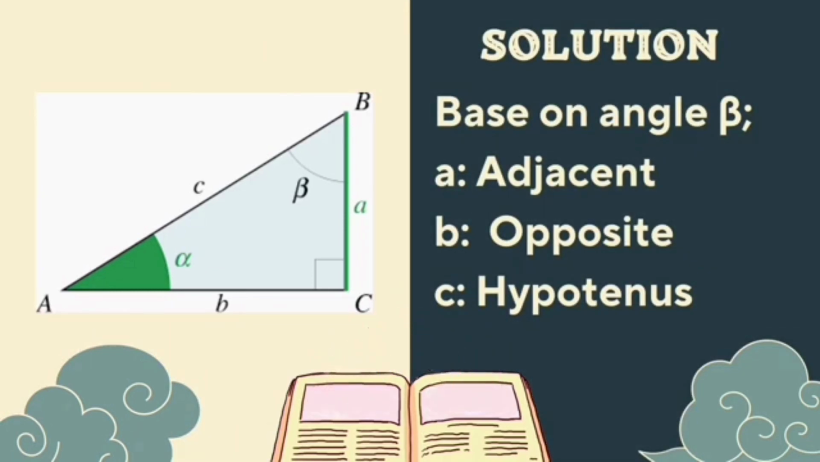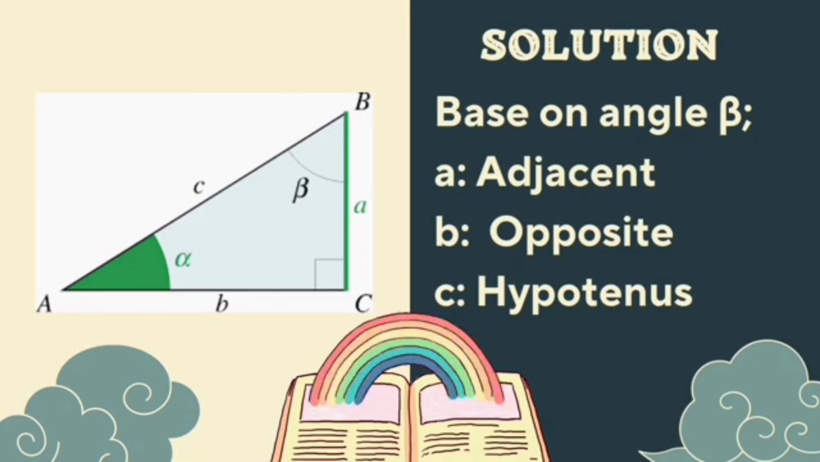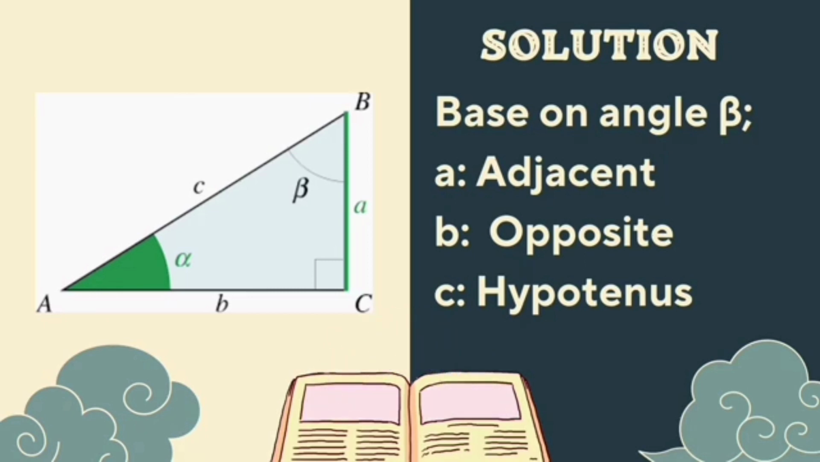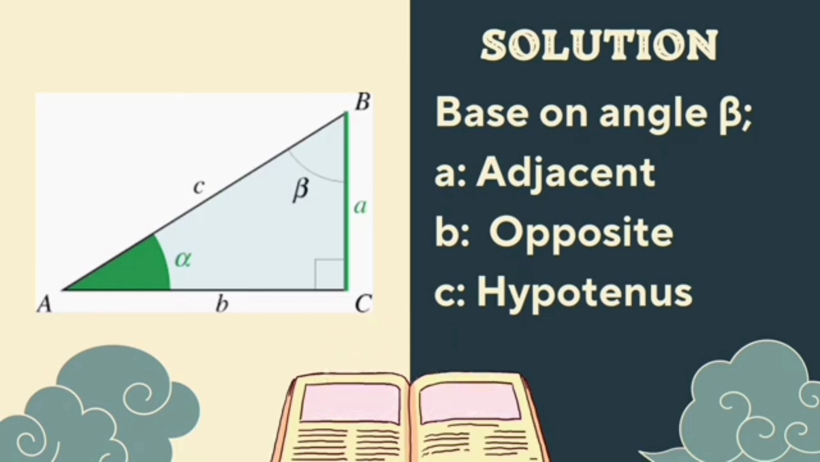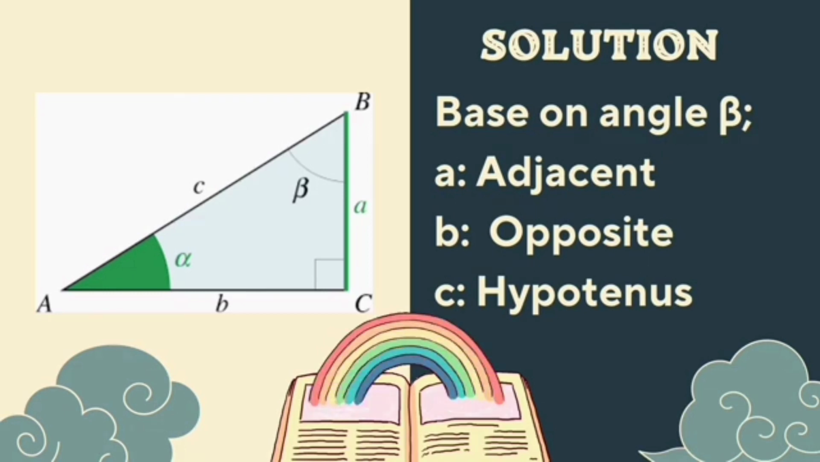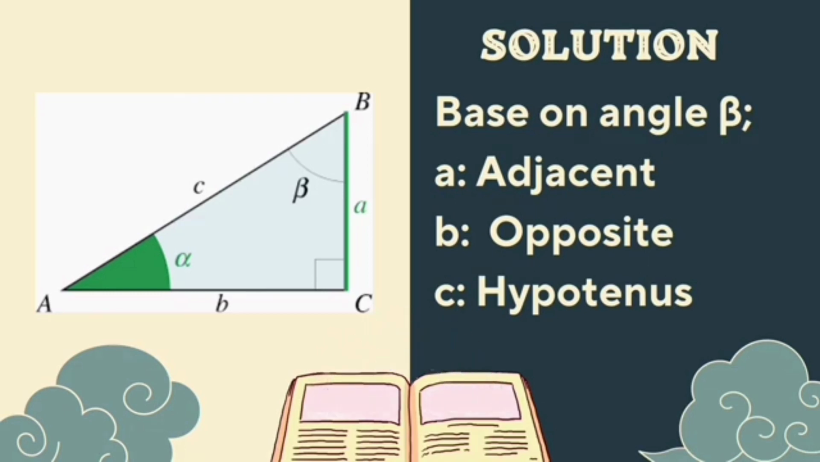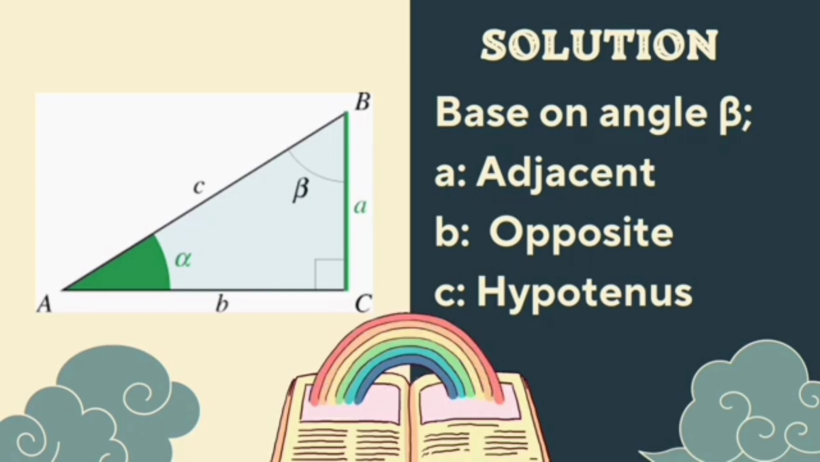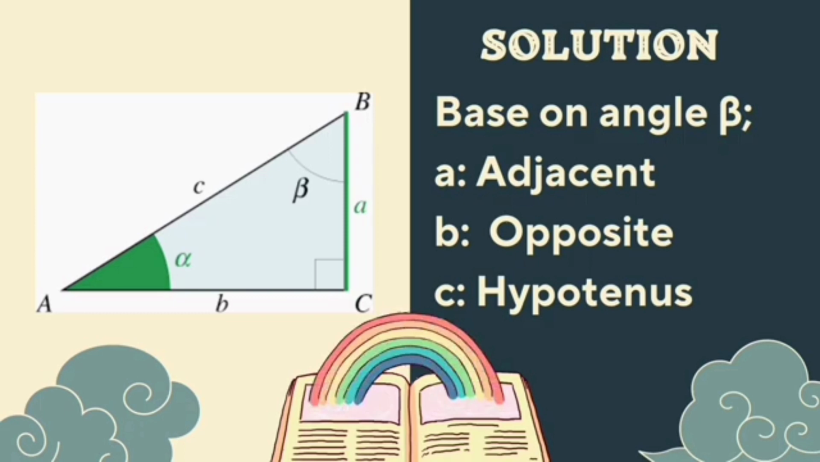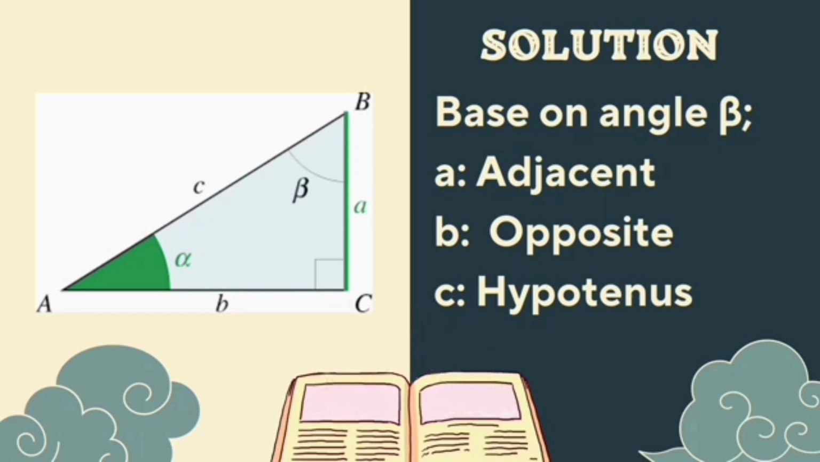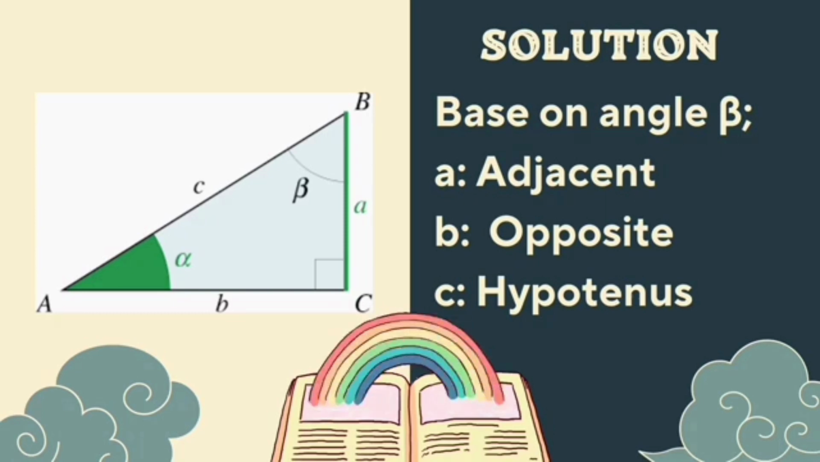Now, based on the angle beta, side B is the opposite side facing our angle of reference, angle beta. Side C remains the hypotenuse in the right-angled triangle because it's the longest side facing the right angle at angle C. This makes side A the adjacent side to angle beta.